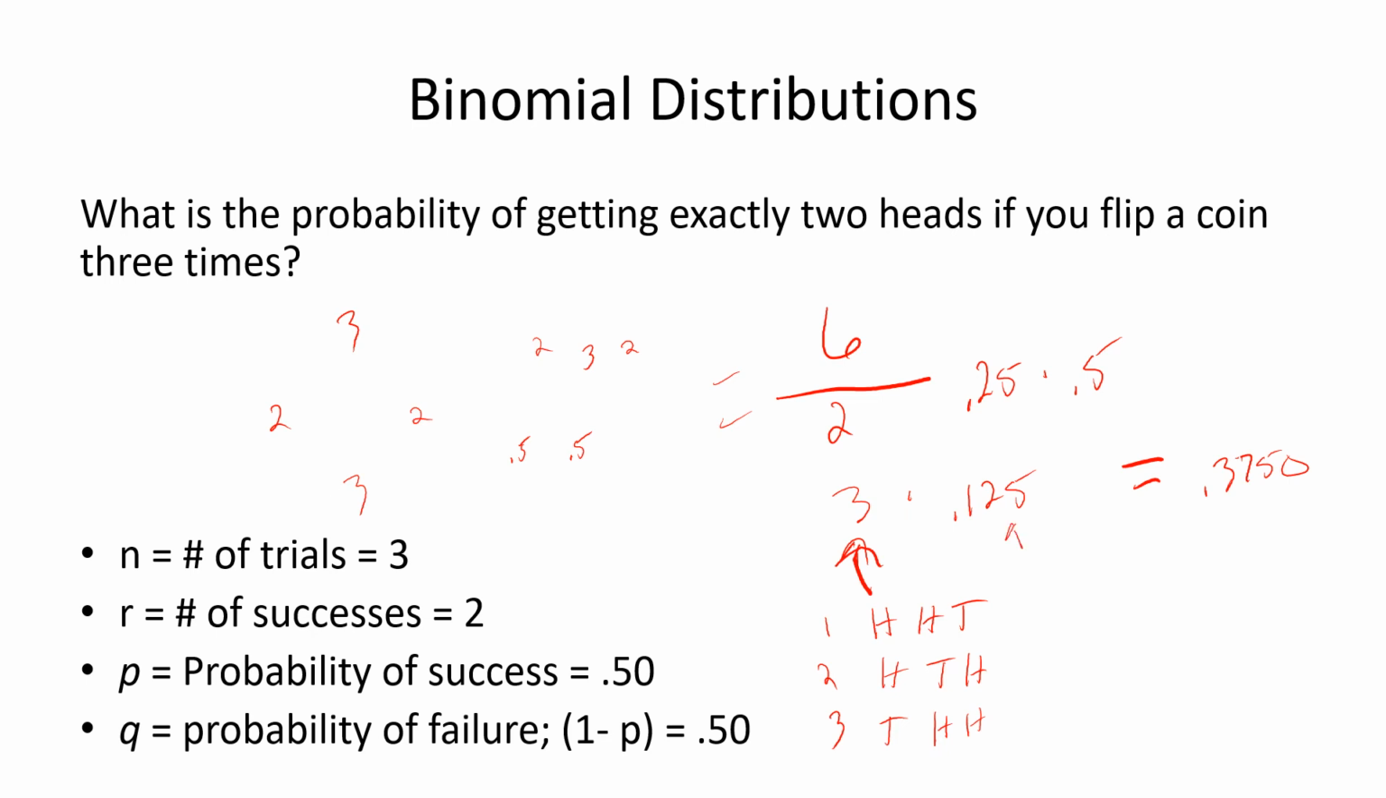How about this 0.125? Well, that's 0.5 times 0.5 times 0.5, because that is the probability of this exact outcome. You have a 0.5 chance of getting a heads, 0.5 chance of getting a heads, and 0.5 chance of getting a tails. You multiply them together, you get that 0.125. So if we did that through all three, you get the same thing as we got up here. So that's just another example of it.